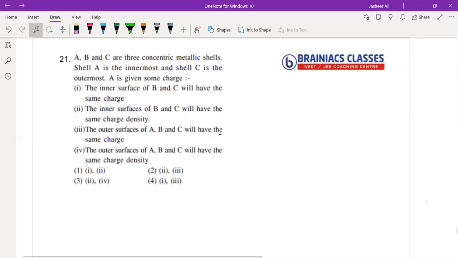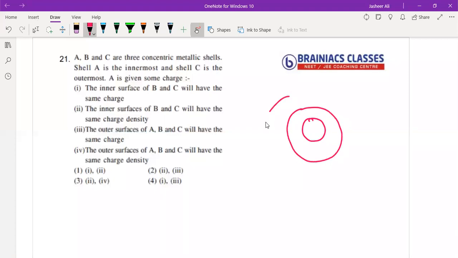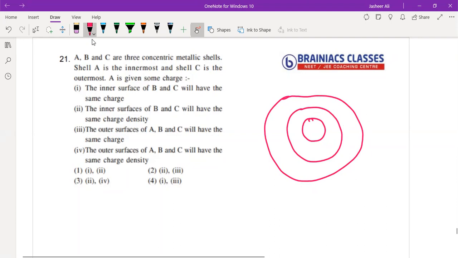A, B, C are three concentric metallic shells. Shell A is the innermost and shell C is the outermost. A is given some charge. So in the question, there are three shells: A is the innermost one, B is the next one and C is the outermost one. This is shell A, this is shell B and this is shell C. Now A is given some charge, so let's assume A is given plus Q.